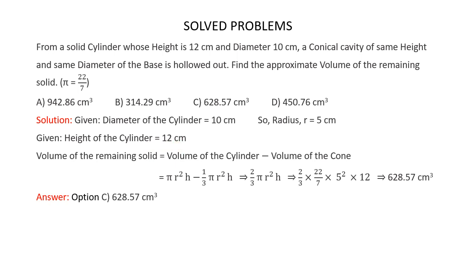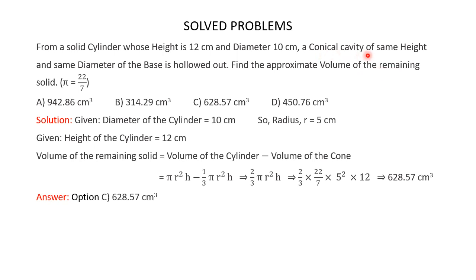Now it's given that a conical cavity of the same height and same diameter of the base is hollowed out from the solid cylinder. Now we know that the radius of the cylinder is 5 centimeters, which means the radius of the cone is also 5 centimeters. Now height of the cylinder is 12 centimeters, so height of the cone is also 12 centimeters. Now we are asked to find the volume of the remaining solid.